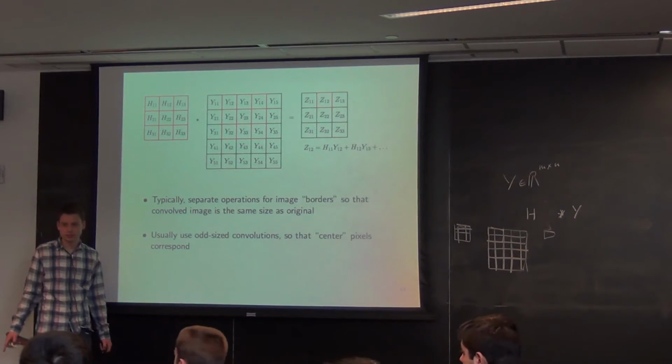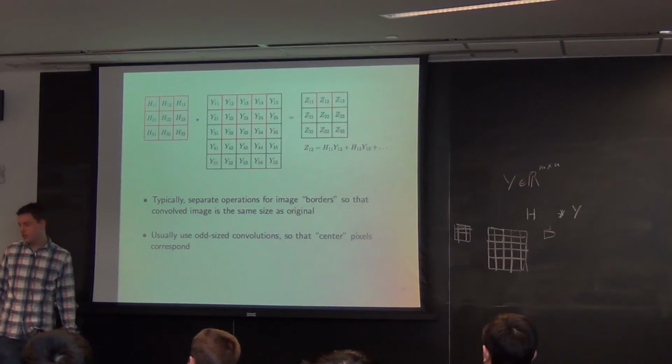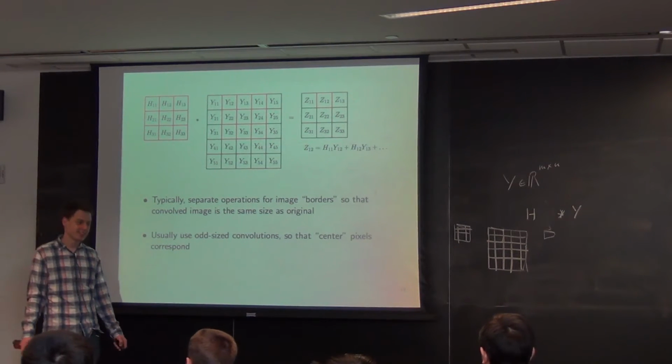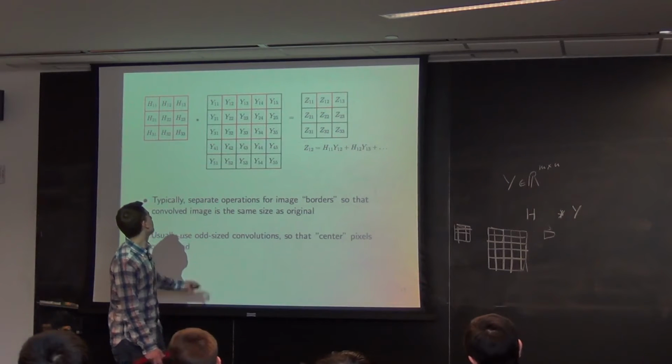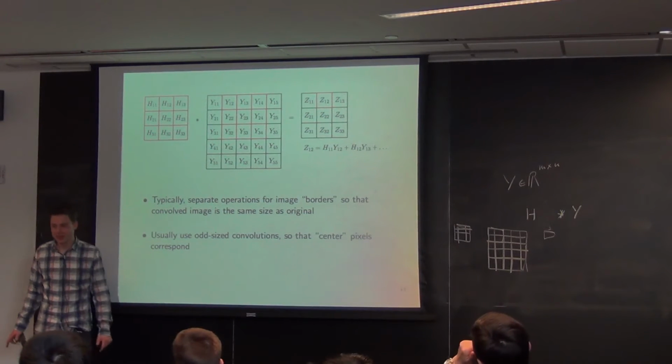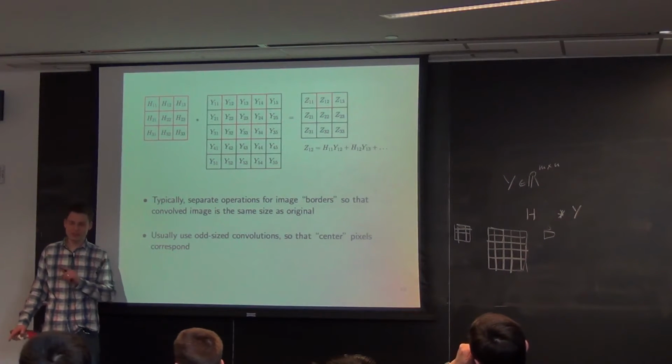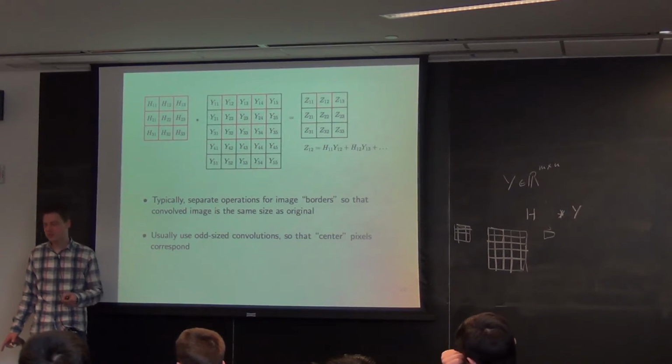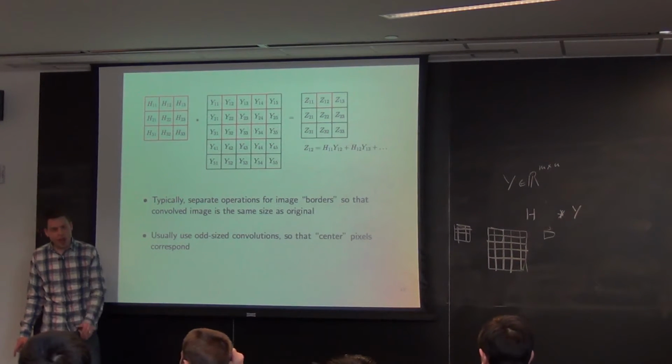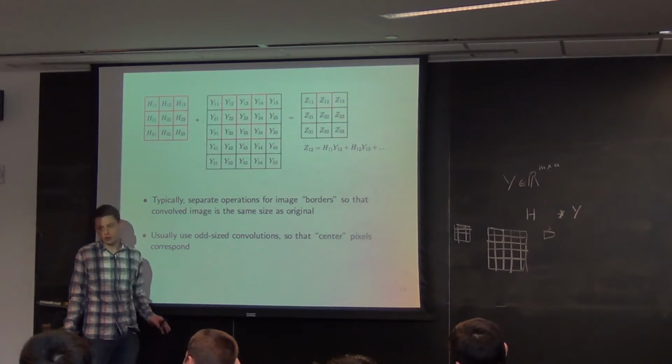Yes? How do you choose the size of the window? Yes, that's a great question. Because you could just choose it to be 1 by 1 and have one entry. That wouldn't be very interesting, right? That would just create the exact same image. The size of the convolution depends entirely on what you are trying to do with it, right?